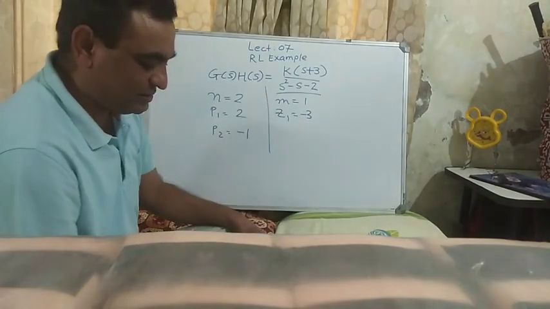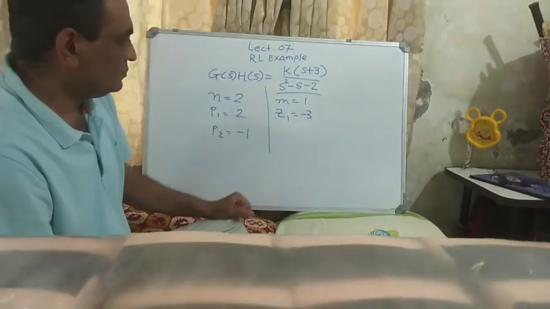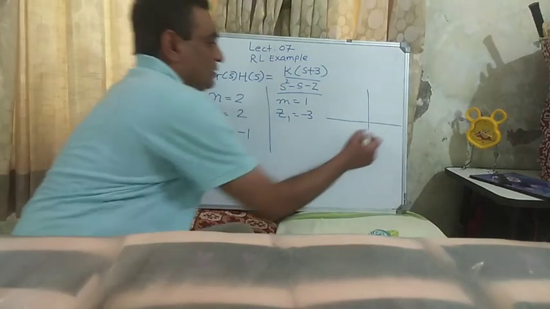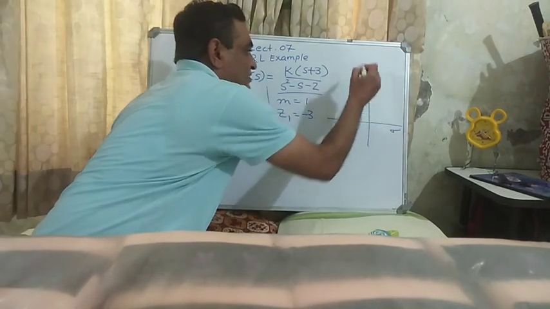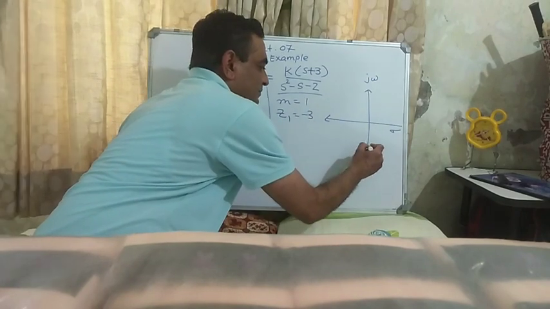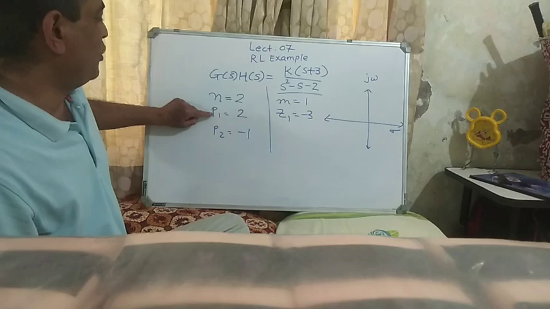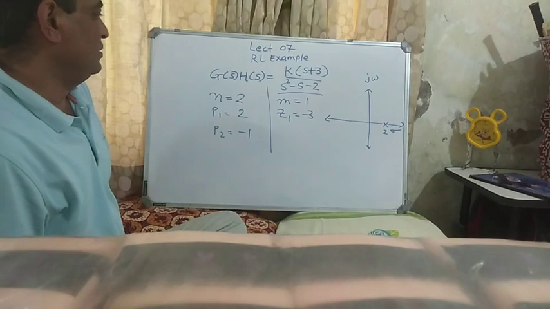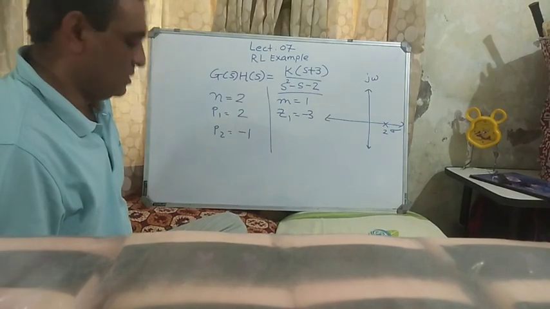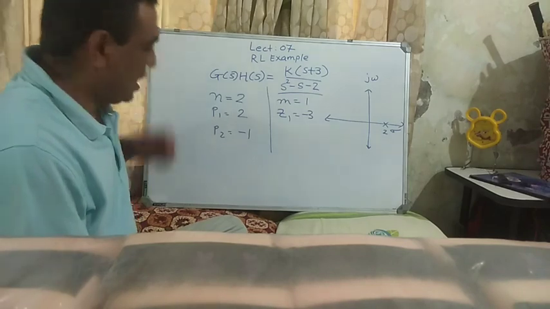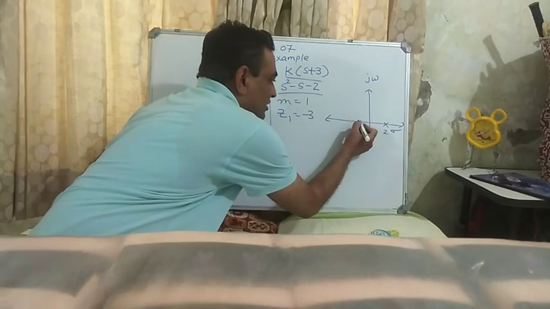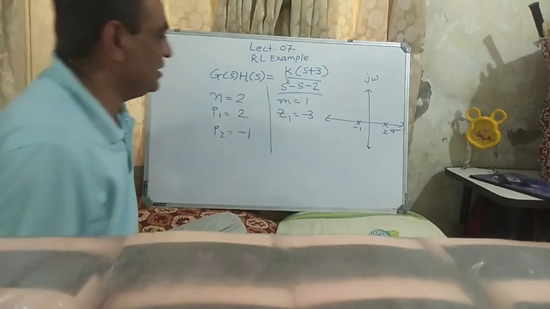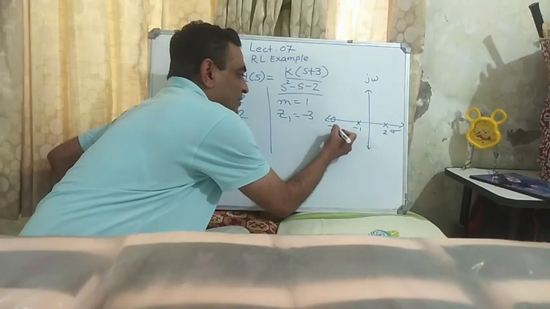So if I map this inside the S plane, it would be something like this. This is my real axis, this is the imaginary axis, this is the S plane. So I have one pole P1 at 2. So 2 is here, let's say. This is 2. And I have one pole at minus 1. So here it is minus 1. And there is one zero at minus 3. So this is the zero. This is at minus 3.